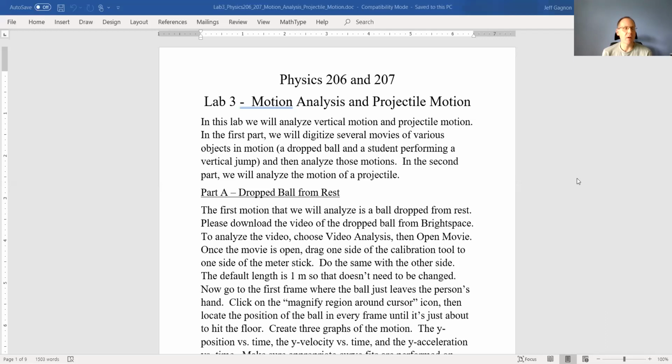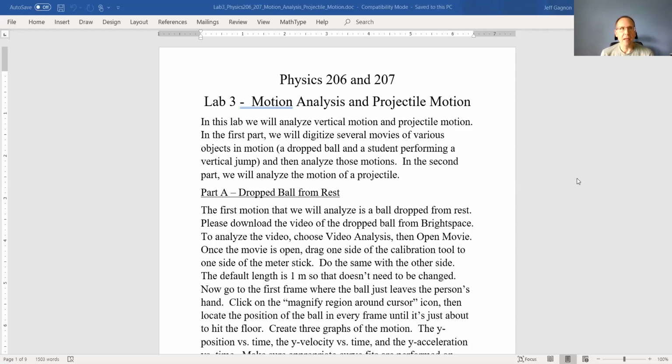In this lab, we're going to look at two particular motions, one where a ball is being dropped and one where an individual is performing a vertical jump, like a maximum vertical jump. And we're going to digitize the movies of those motions, create graphs: the position versus time, the velocity versus time, and the acceleration versus time in the vertical direction. And then we'll analyze those graphs. Okay, so we'll analyze the motions by examining the graphs.